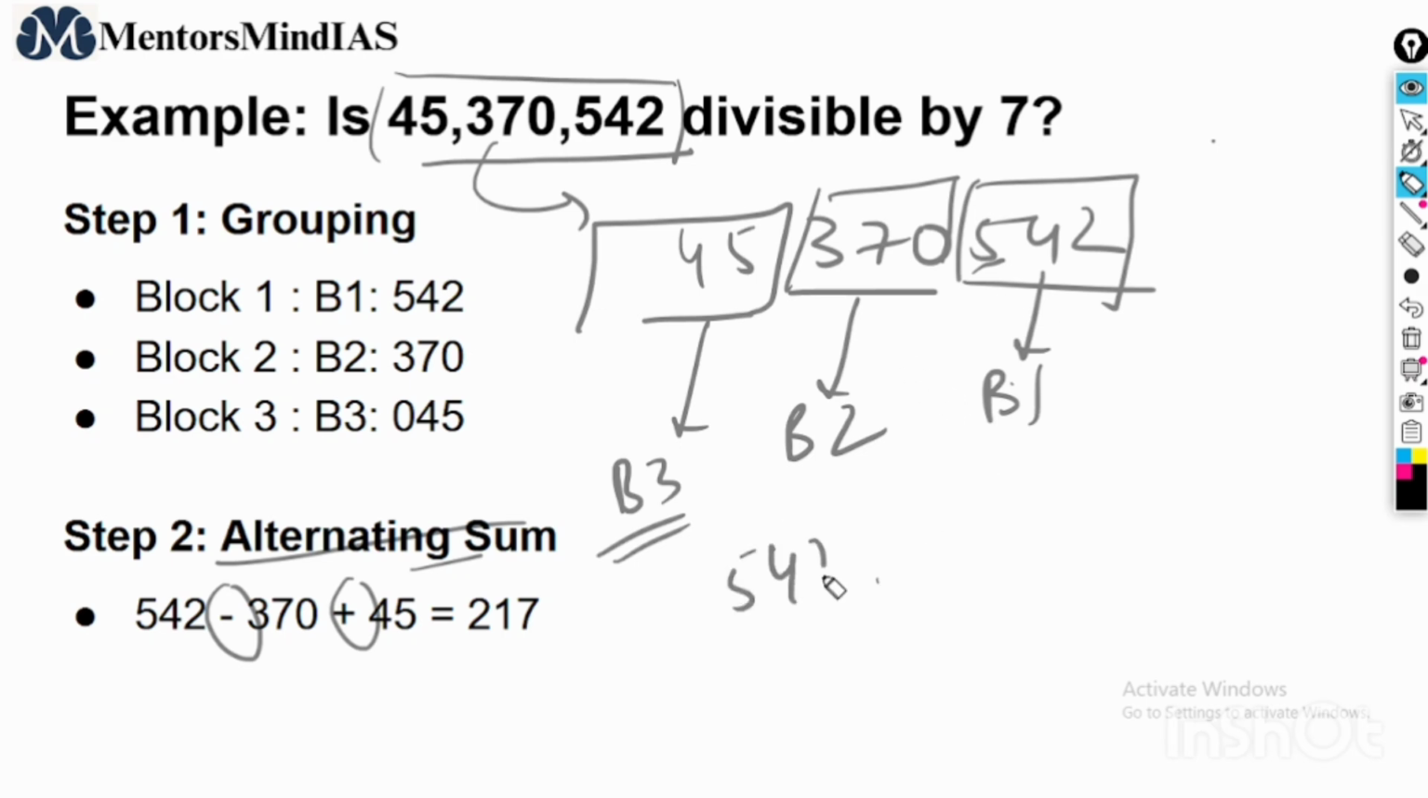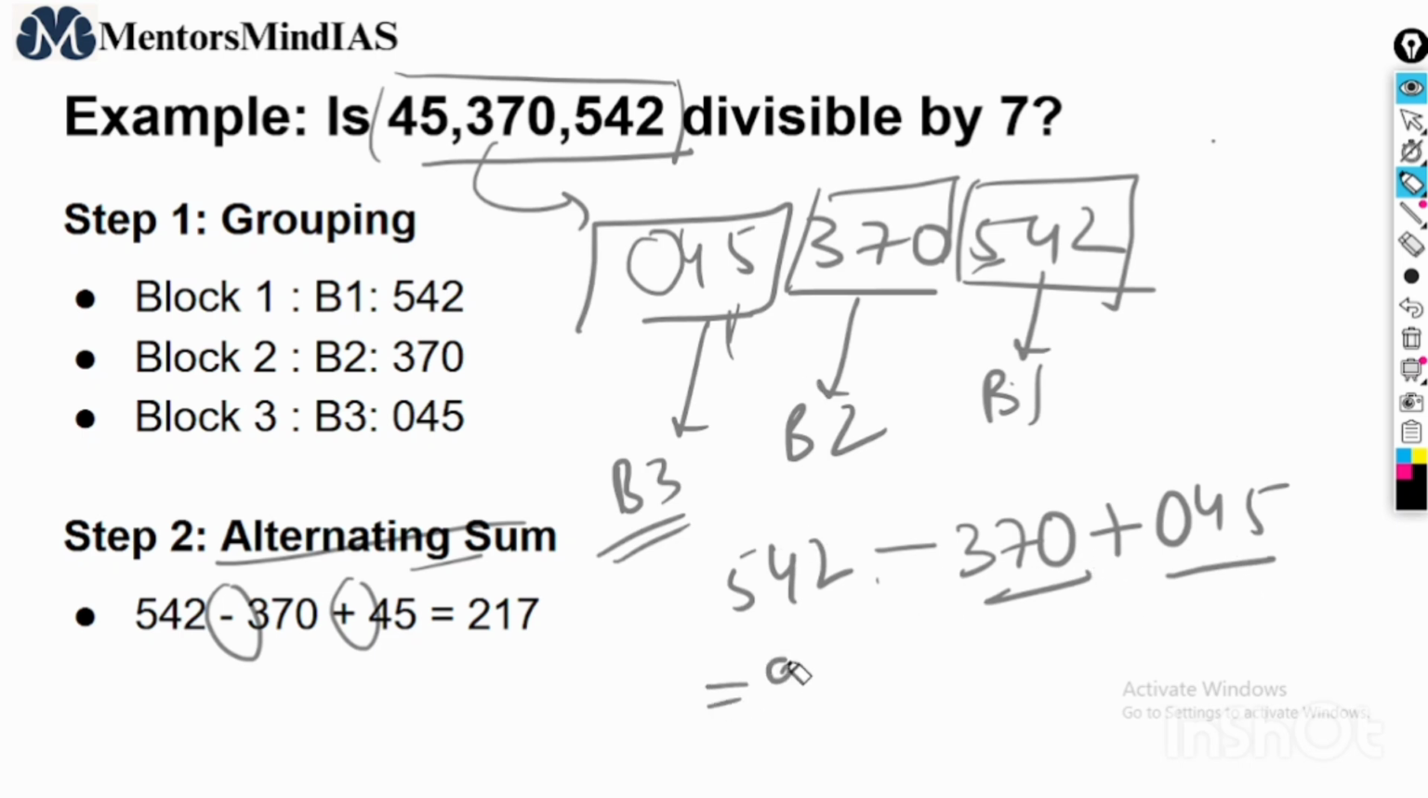So now 542. First is the subtraction one. 542 minus 370. Now you have to add the third block, 0, 4, 5. Here it is less than 3 digits, so you can add a 0. It will not affect the value; it is just to make sure that you understand it is 3-digit blocks. 542 minus 370 plus 45. The answer is 217. Now you have to check its divisibility. If it is divisible by 7, then this whole number is also divisible by 7.